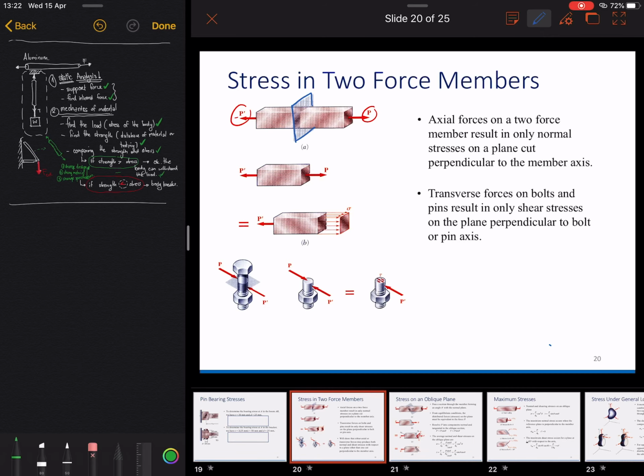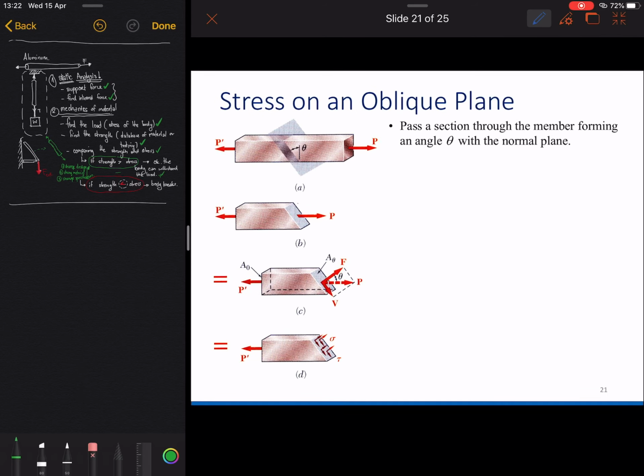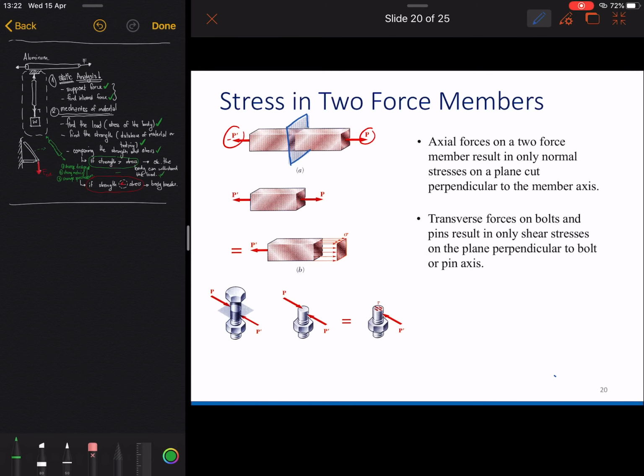So if we cut it like this, we will also get the same force, P, here. If you cut every section of those bars, every location of those bars will experience the force P.